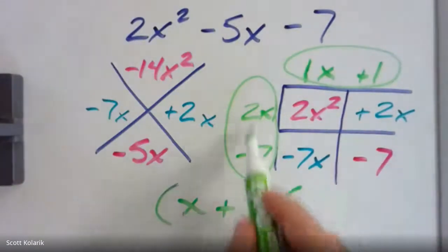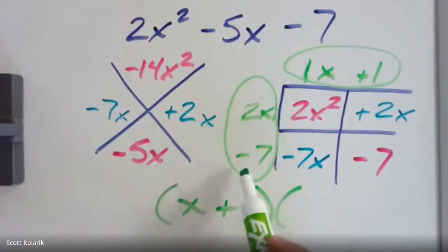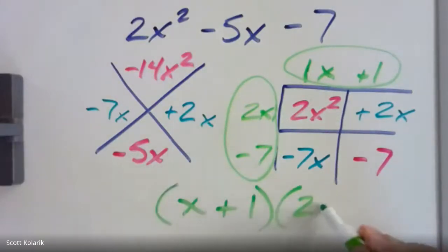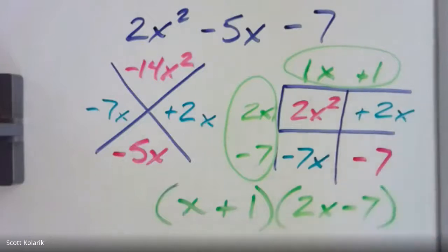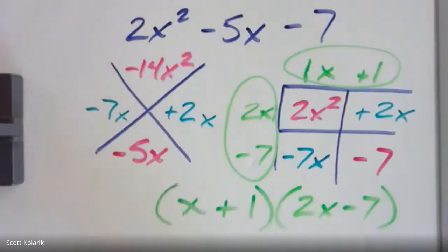Next parentheses, right here. Again, I could have put this first, it didn't matter, but I have positive 2x and negative 7, or 2x minus 7. And there is my factored version of the original trinomial.